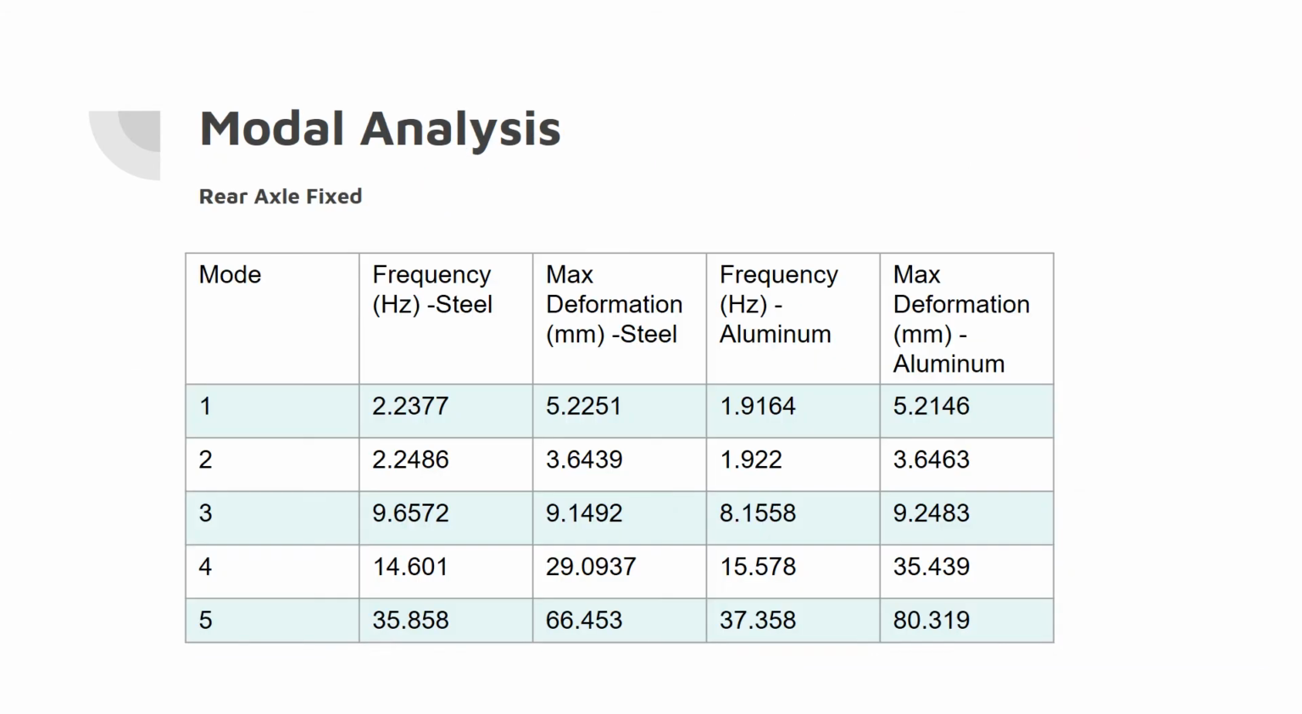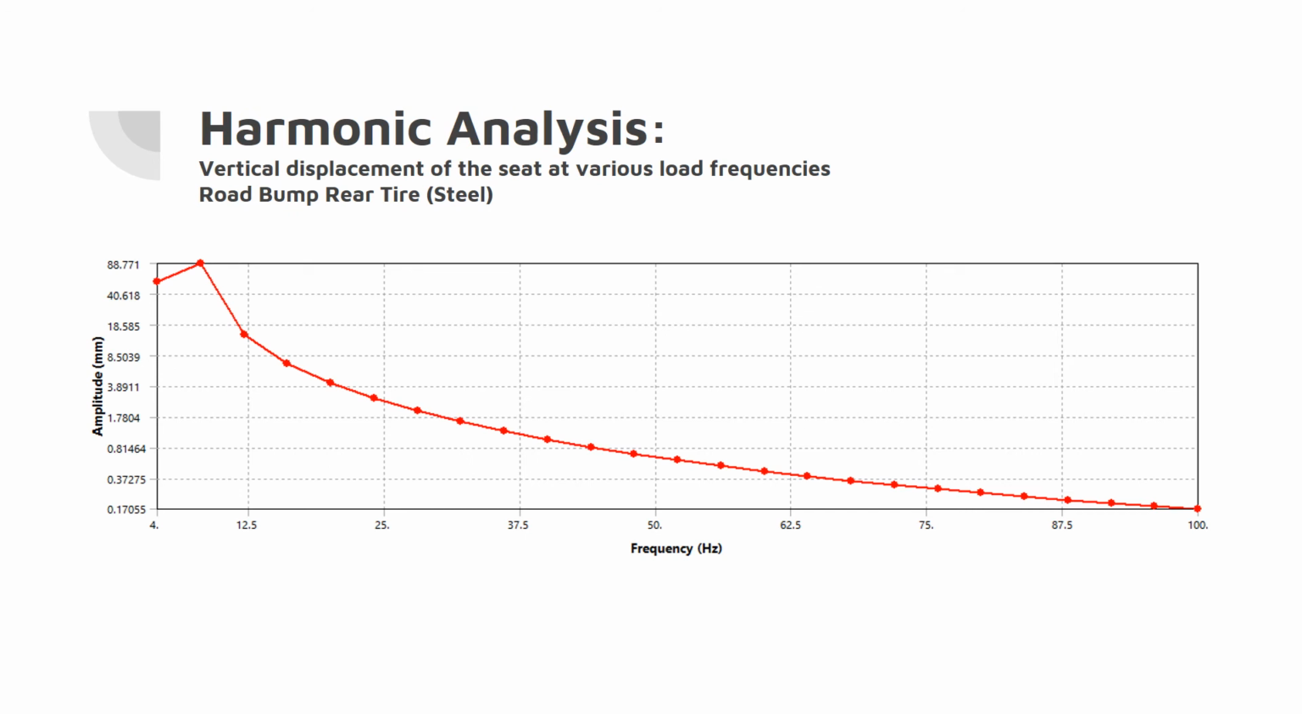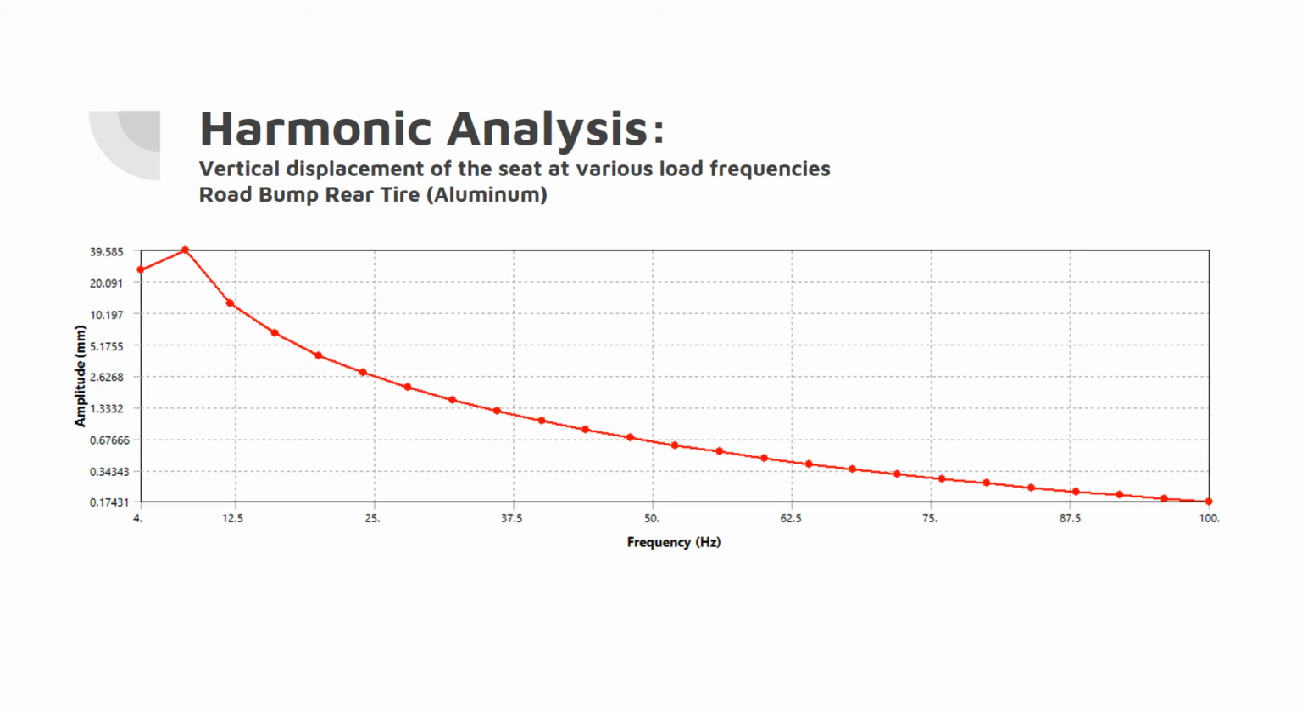Along with the structural analysis, there was also a modal analysis done on this frame with the rear axle fixed. As you can see here, for both steel and aluminum, the first mode resulted in relatively low frequencies. A road bump at the rear tire had a higher impact than at the front tire, so a harmonic analysis was done with this load scenario, shown here with the highest amplitude at a relatively low frequency. This harmonic analysis was also done on the aluminum frame with, again, the highest amplitude at a low frequency.